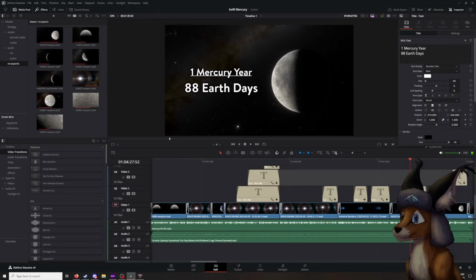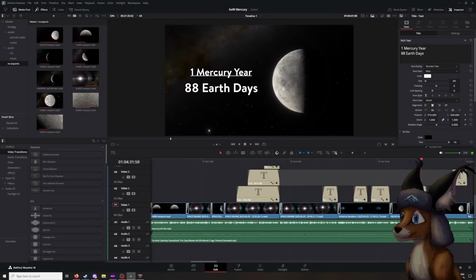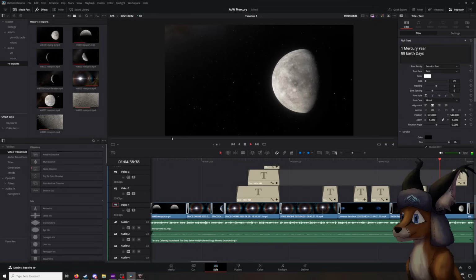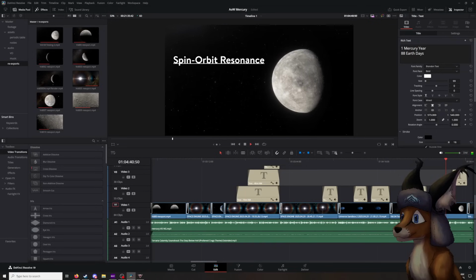Which is actually part of why the planet is called Mercury, as it zips so quickly around the sun that it was associated with its namesake speedy messenger god. Aside from the short year, the close proximity to the sun also creates a very interesting gravitational effect called a spin-orbit resonance.